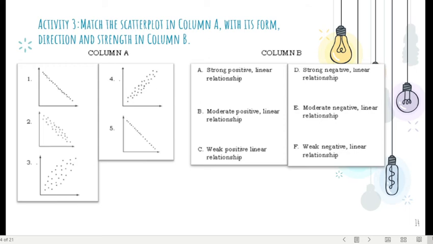Number four, what's the direction? Correct, it is also positive. But what could be its strength?